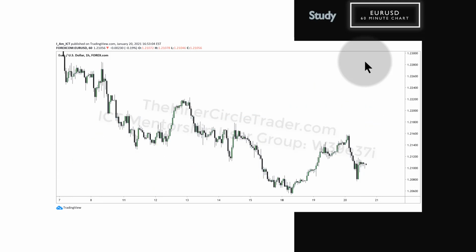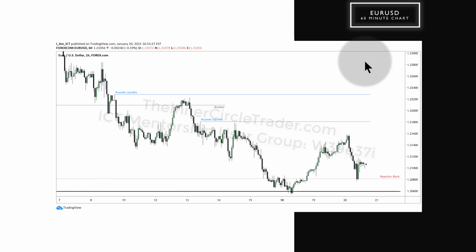All right, here is the hourly chart for Eurodollar. If you're not ready, hit the pause button. Okay, so here is what I'm seeing on the hourly chart. It's pretty slim pickings here.